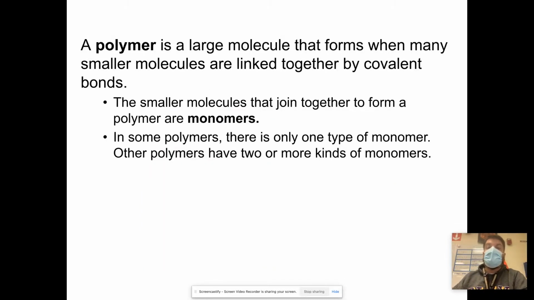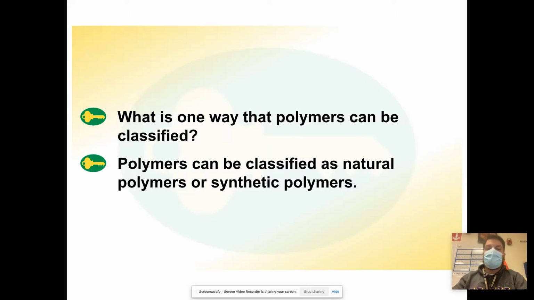So a polymer is a large molecule that forms when many small molecules are linked together by covalent bonds. The smaller molecules that are joined to form a polymer are called monomers, right? Some polymers have only one type of monomer. Other polymers have two or more kinds of monomers. So we're talking about a molecular structure that gets chained together in a sequence to make a long molecular structure. And the title we give the long ones is polymers.